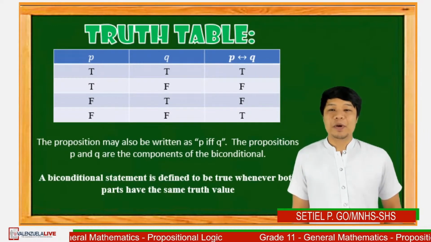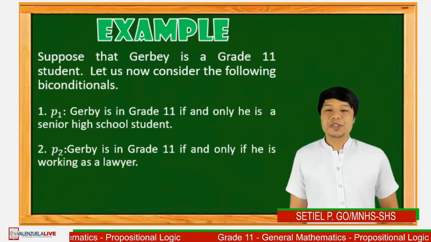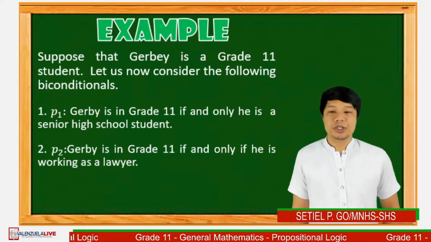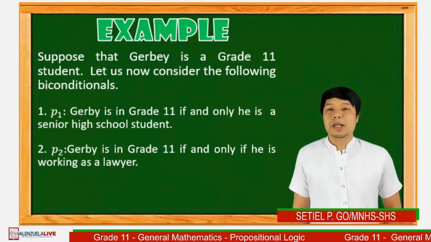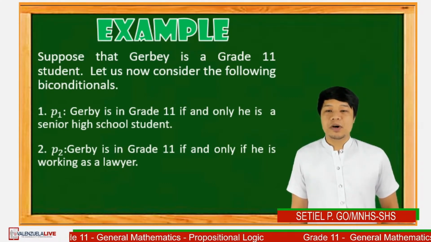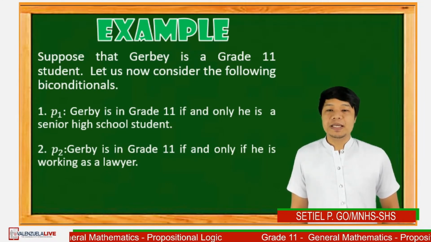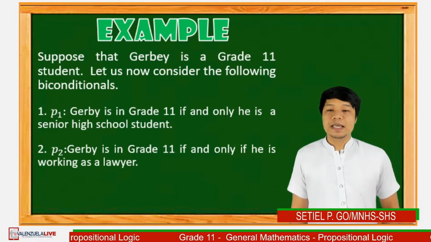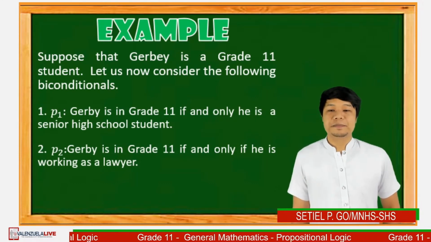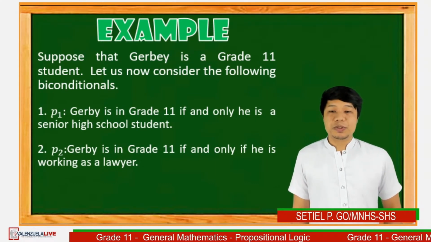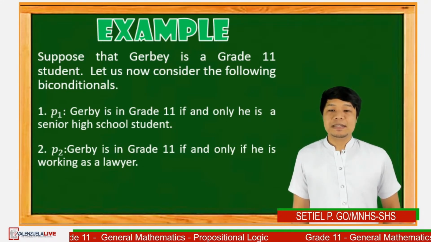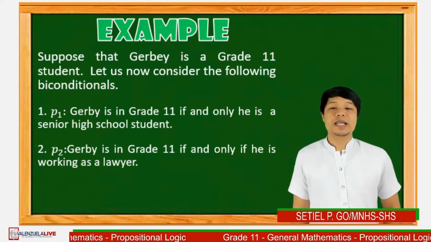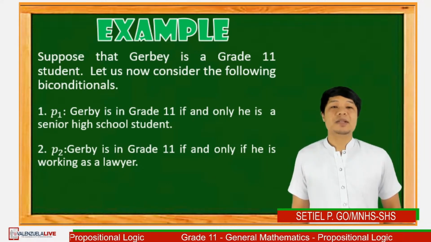Let's have an example. Suppose that Jerby is a grade 11 student. Let us now consider the following biconditionals. Number 1, proposition 1 states that Jerby is a grade 11 student if and only if he is a senior high school student. Number 2, proposition 2: Jerby is in grade 11 if and only if he is working as a lawyer.